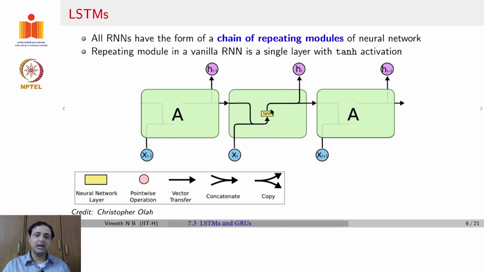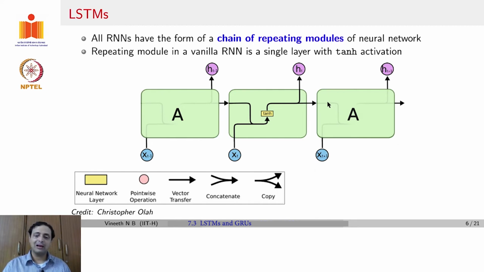A tanh is applied, that gives us ht, and that ht is given as output as well as given to the next RNN block at the next time step. That's the vanilla RNN that we've seen so far, drawn in a different way.